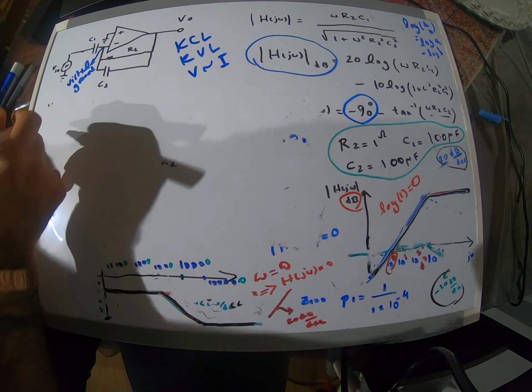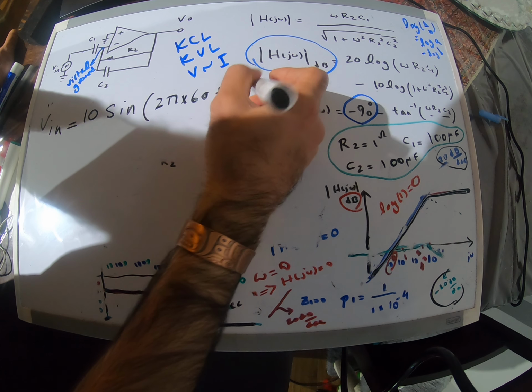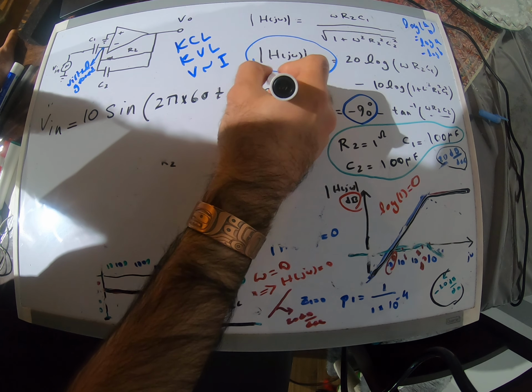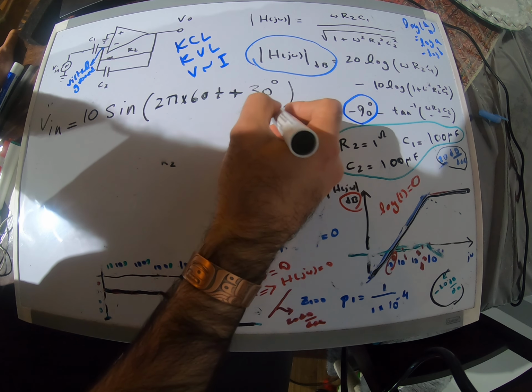Now I want to ask you to do what I asked you to do in question 3. Let's say our input is 10 sine(2 pi 60t plus 30 degrees), which is pi over 6 radian. And I want you to tell me what our output is in the time domain.